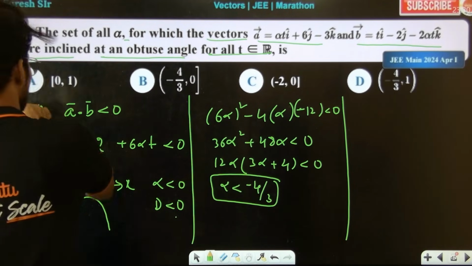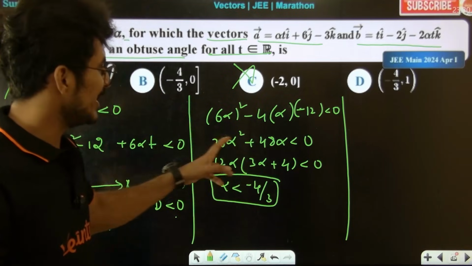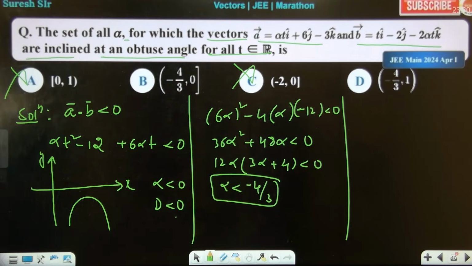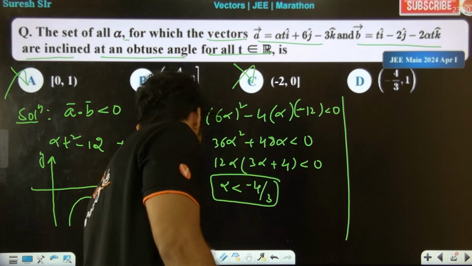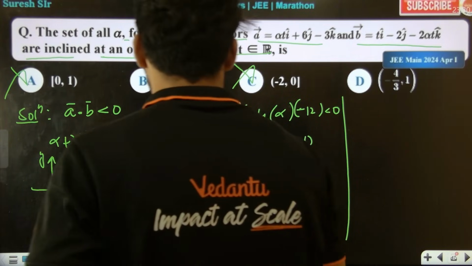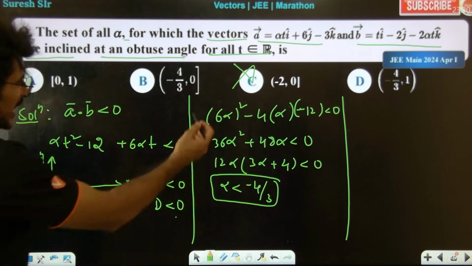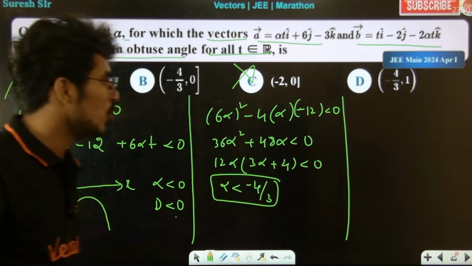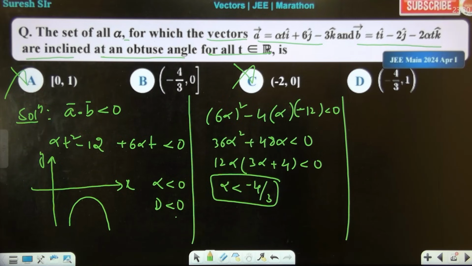Either option B or C should be the right answer, since A and D are deleted. Sir, minus 4 by 3 to 0. Sir, how do we calculate at 0? How do you find out 0 here? Tell me. Now, at 0 there is a close bracket, and at minus 4 by 3 there is an open bracket. How do you check this?